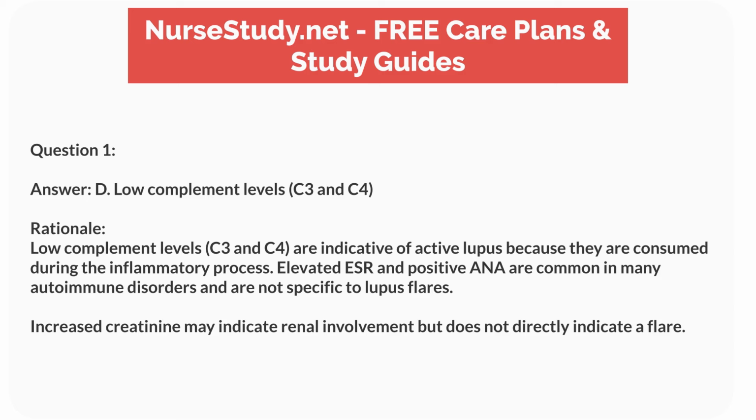Answer. D. Low complement levels, C3 and C4. Rationale. Low complement levels, C3 and C4, are indicative of active lupus because they are consumed during the inflammatory process. Elevated ESR and positive ANA are common in many autoimmune disorders and are not specific to lupus flares. Increased creatinine may indicate renal involvement but does not directly indicate a flare.